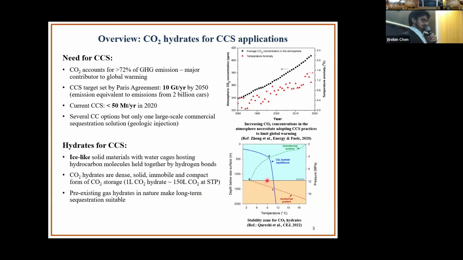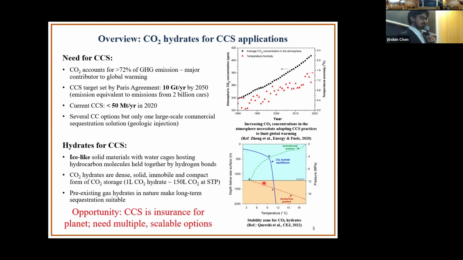And the good thing about this approach is that there have already been pre-existing gas hydrates in these regions for thousands of years, like methane hydrates and other hydrates. So we believe that this is the right approach for carbon sequestration. Overall, we think that CCS is insurance for the planet, so we need multiple scalable options.